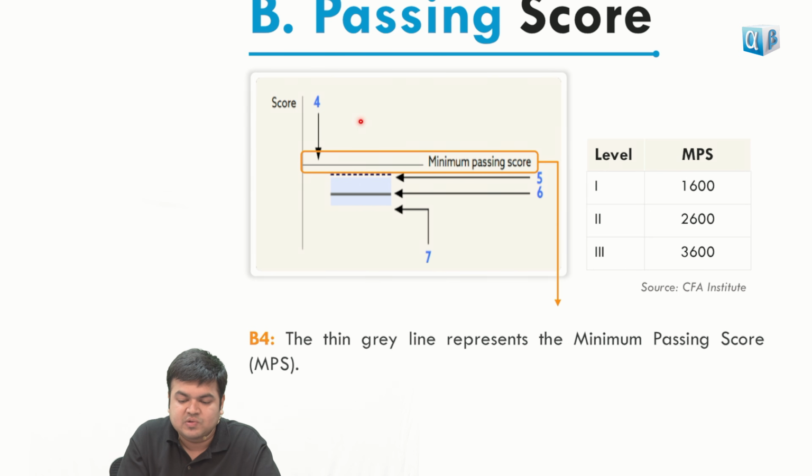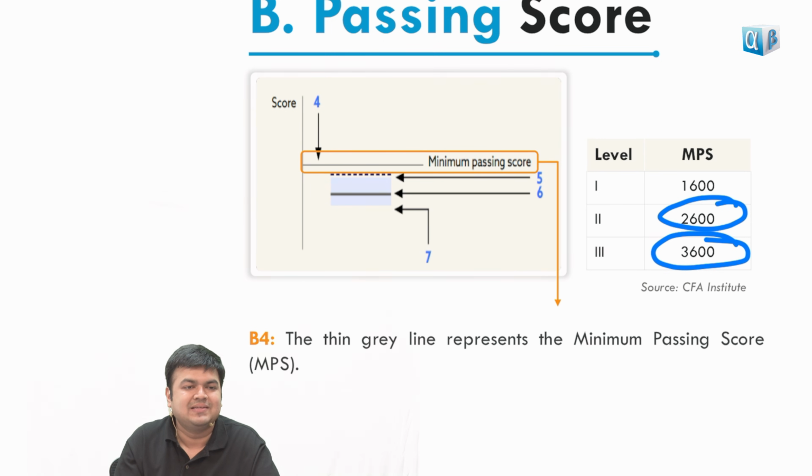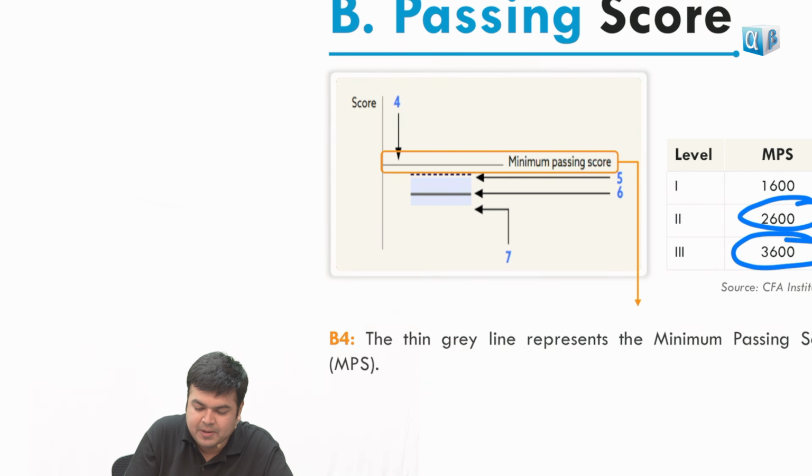If your score is above this, you pass. On or above is pass. Below is fail. So in level 1, if you have 1600 or above, you're going to be passing. If it is below 1600, you fail. 1599 fail, 1600 pass. Level 2 and level 3, your minimum passing score is different, 2600, 3600. So I will come to this, or if you want, I'll just draw this right away.